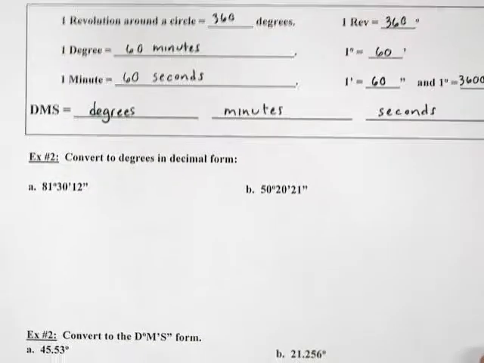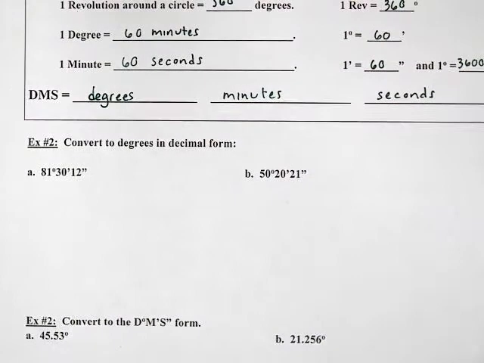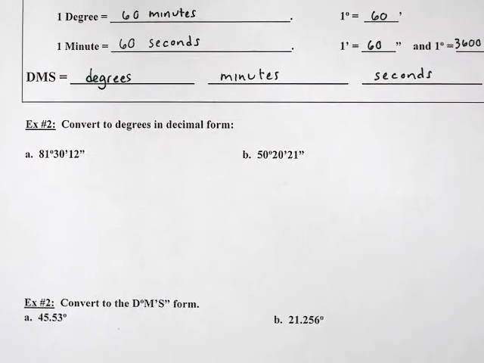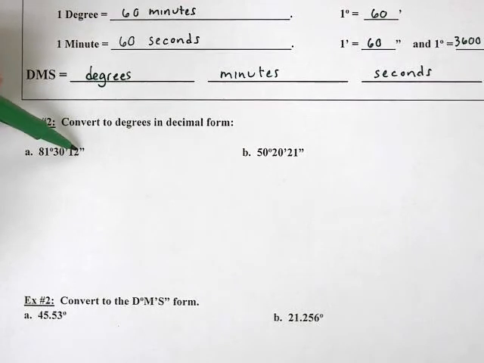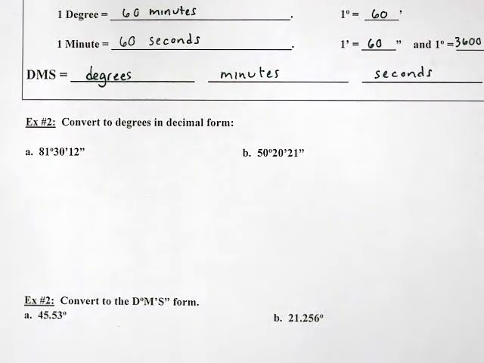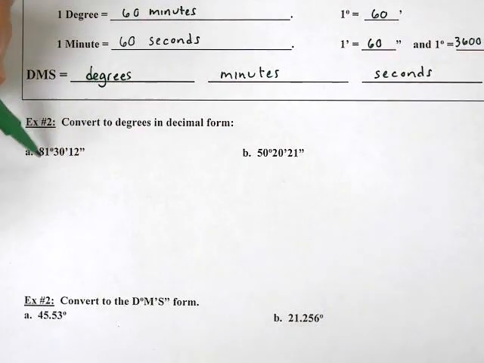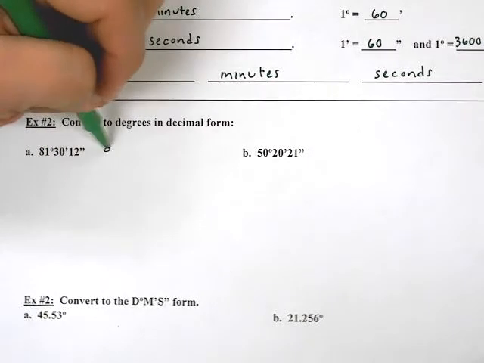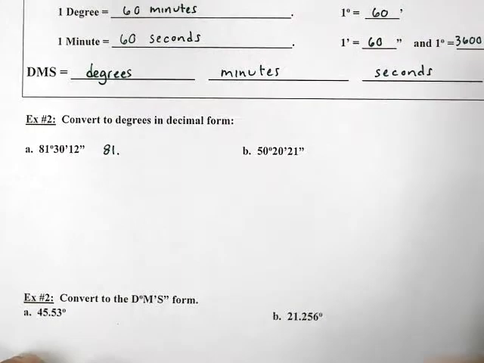Now, as we move on to these examples, converting from degrees, minutes, seconds into just degree form could be really challenging. We're going to simplify it for you and use our calculator. If we were to do this by hand, you would need to convert the 12 seconds into minutes, add that to the 30 minutes, convert that to degrees, and tack that on. All of this extra stuff is going to be after the decimal. So if you have 81 degrees, 30 minutes, and so on, you're going to have 81 degrees. Now we need to figure out what decimal that is, and let's figure out how to do that on our calculator.